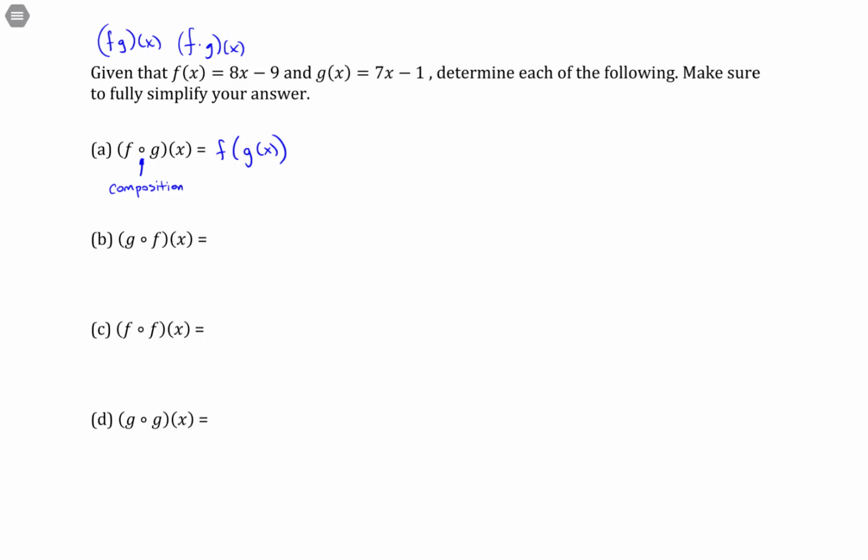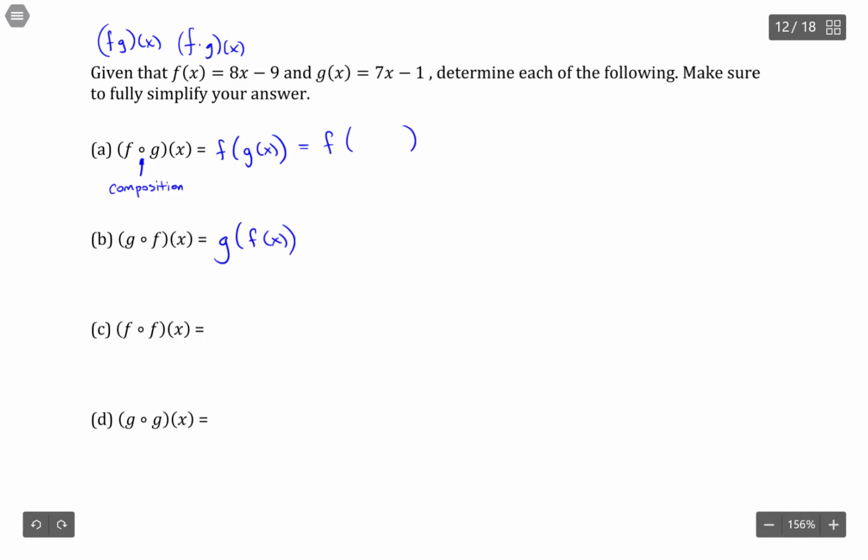So for instance, part B says to find g composed f of x, which means to take the function g and evaluate it at f of x. So when we evaluate these, in part A I'm taking the function f and sticking into it the function g, 7x minus 1. So when I go to come up with my final answer, I'm taking f of x and now evaluating it at 7x minus 1.